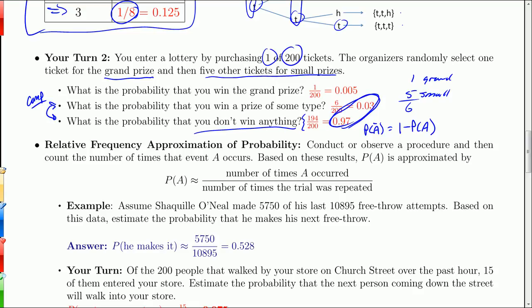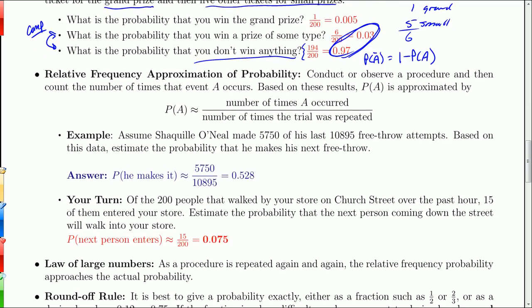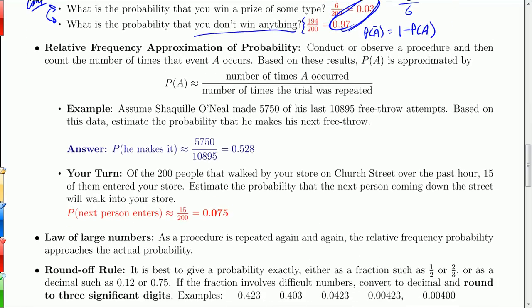So there's a couple of other ways to approximate probabilities. And the first one is the relative frequency approach. And this is used quite often. And so the idea is this: if you want the probability that an event A will occur the next time, then what you do is you look at the number of times A has occurred in the past over the total number of times the trial has been conducted.